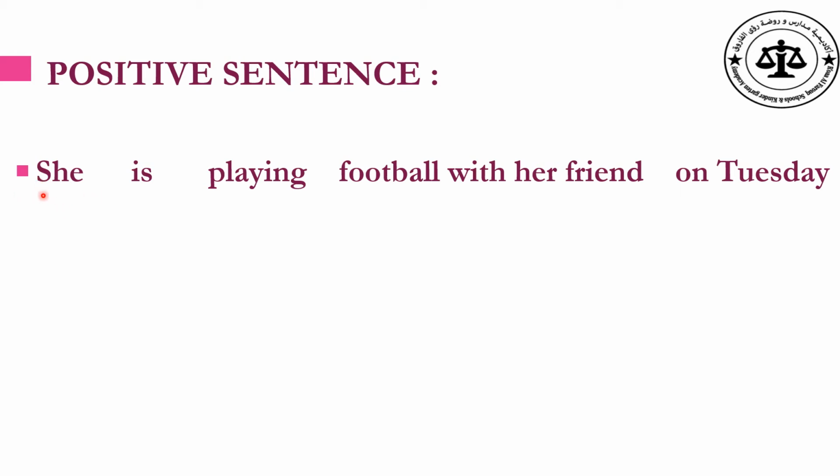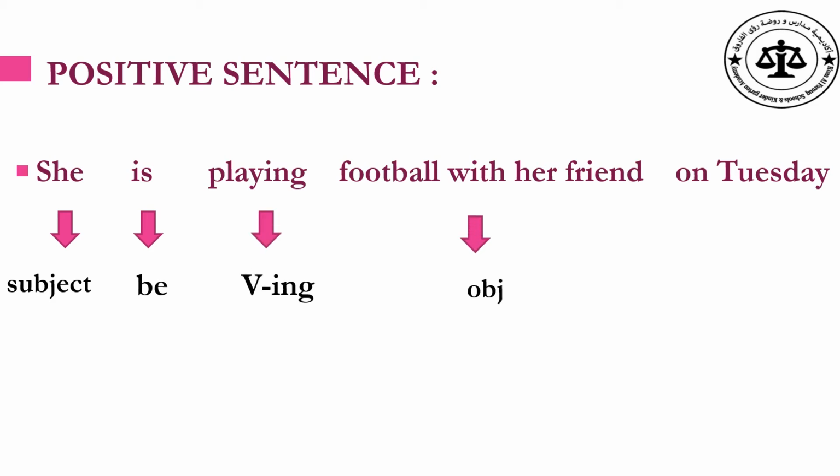We start the sentence with the subject, excellent. She is a singular subject. Because it's singular, we use is. This is the helping verb, and after is we have verb ing. This is playing. Football with her friend. This is the object, and the time expression or the keyword which indicates the future tense is on Tuesday.